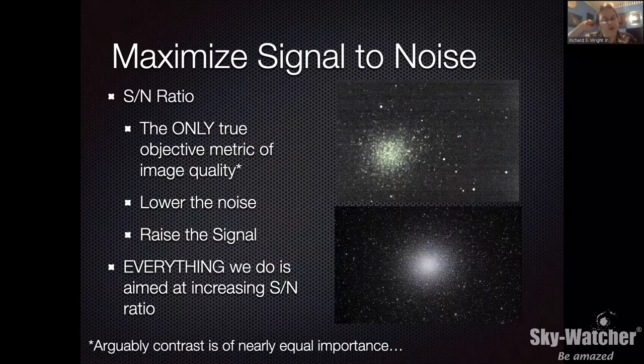Now, arguably, contrast is of nearly equal importance for image quality. But contrast has more to do with your optics. If you have a very fine Esprit refractor, you're going to get good contrast. Anyway, we won't get too much into that. Really, contrast has more to do with your optics than the camera choice, so we're mostly focusing on signal to noise for images.